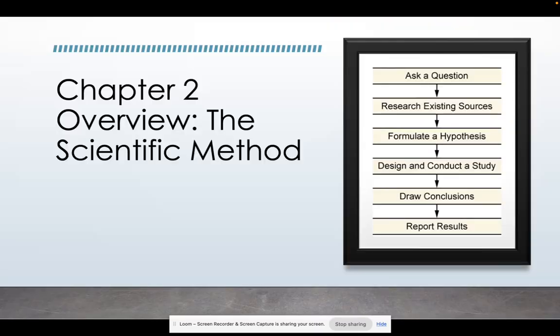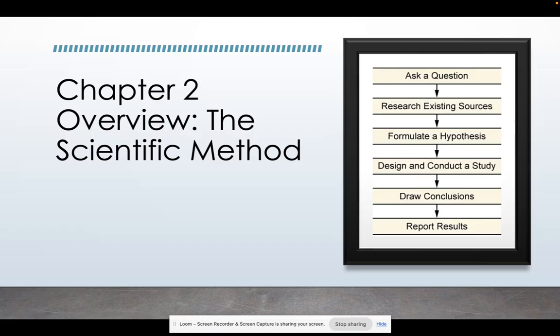As far as new content and chapter 2, one of the things the textbook authors start off with is the scientific method. So this is probably what you remember from like junior high or high school in the natural sciences, but you ask a question. You research existing sources. Typically, this requires reading scholarly journal articles that have been peer reviewed by other social scientists. Then you formulate a hypothesis. So, what do you think is going to happen when you go out and you collect data? Then you design and you conduct a study. You draw conclusions and you report on those results.